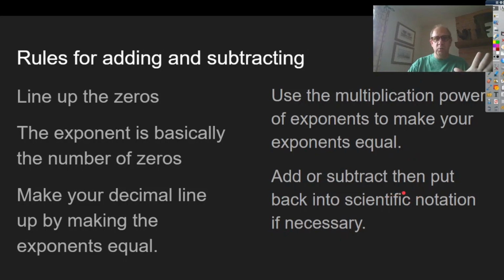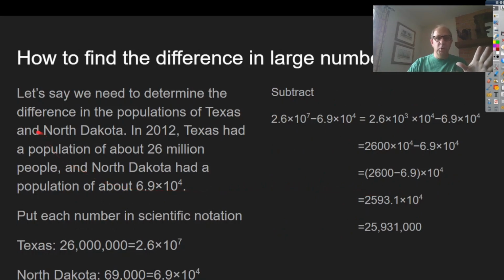So let's see how this works. A nice word problem. Determine the difference in population of Texas and North Dakota in 2012. Texas had 26 million people, and North Dakota had 6.9 times 10 to the 4th people. Please put each number in scientific notation. So 26 million is 2.6 times 10 to the 7th, and North Dakota is 69,000, or 6.9 times 10 to the 4th.